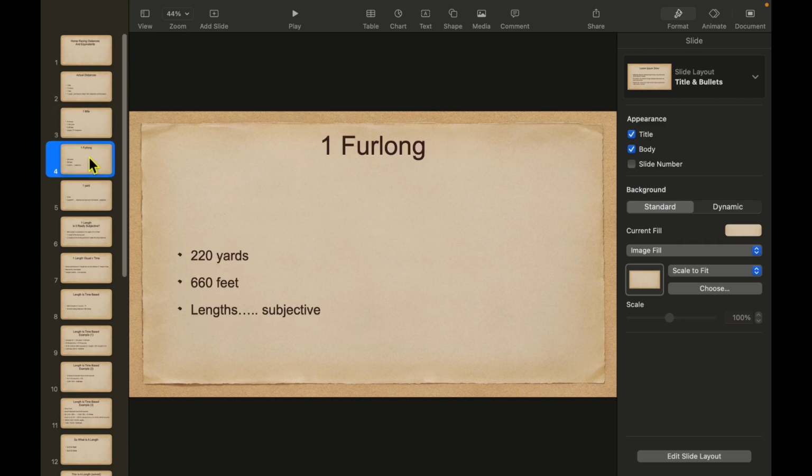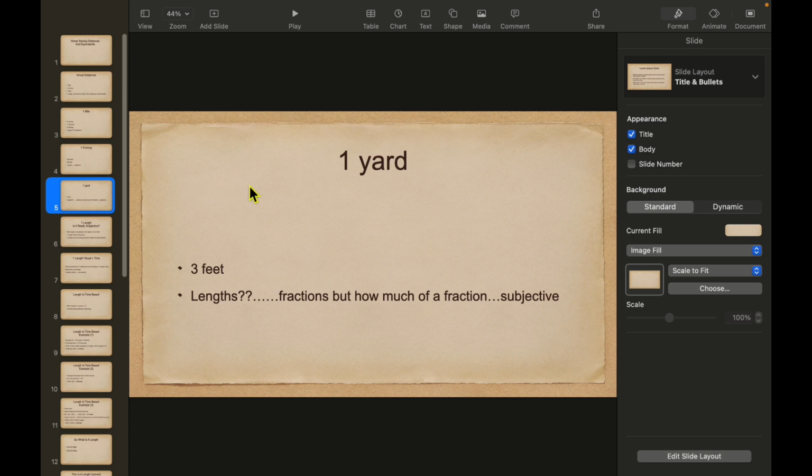So 1 furlong is 220 yards. 1 furlong is 660 feet. 220 yards is 660 feet. But how many lengths are there in a furlong? Answers on a postcard. Maybe not. So 1 yard. 1 yard is 3 feet. How many lengths? Well, actually, it's fractions of a length. But how much are the fractions? Again, it's subjective.